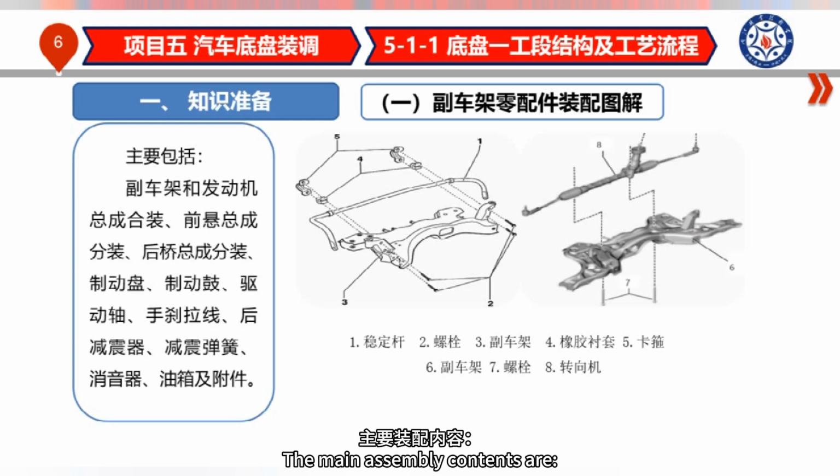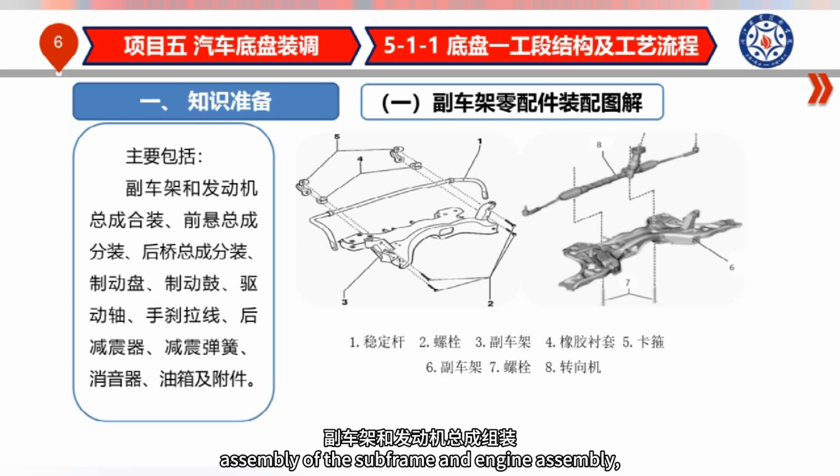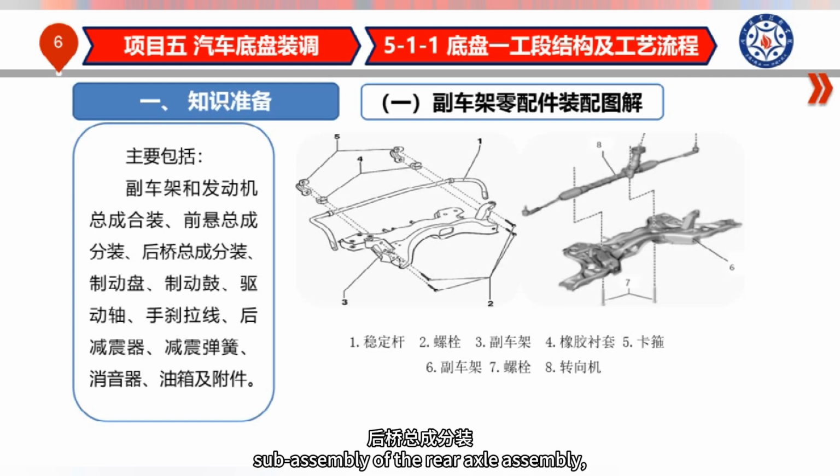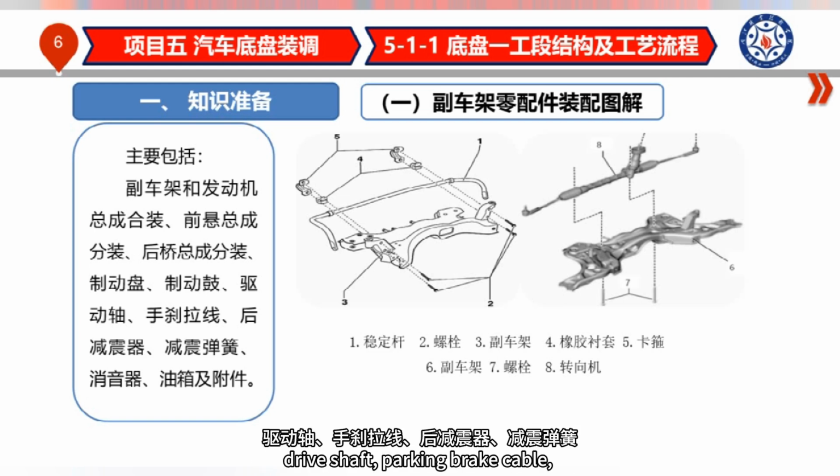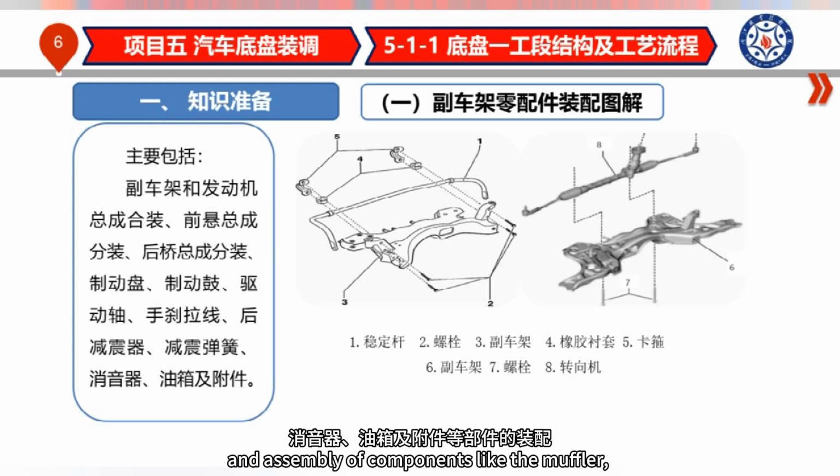The main assembly contents are: assembly of the subframe and engine assembly, sub-assembly of the front suspension assembly, sub-assembly of the rear axle assembly, brake disc, brake drum, drive shaft, parking brake cable, rear shock absorber, suspension spring, and assembly of components like the muffler, fuel tank, and attachments.